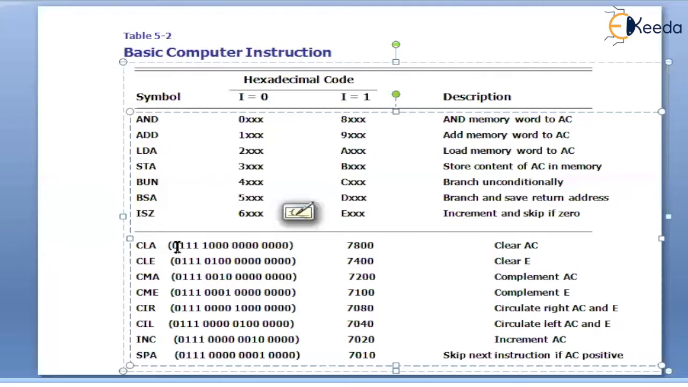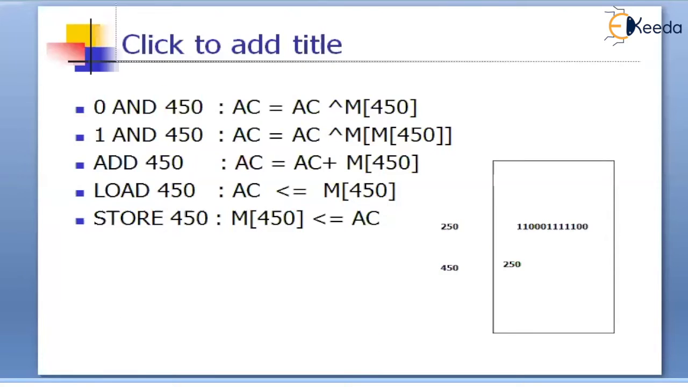Okay, so there are a few memory reference instructions. Those are AND, ADD, LOAD, STORE, BUN, BSA, ISZ. And there are many register reference instructions and IO instructions. Let us have a deeper look at these instructions, and what operation is going to be performed every time an instruction gets executed. Let us stay focused and understand. Let me explain AND, ADD, LOAD, STORE initially.